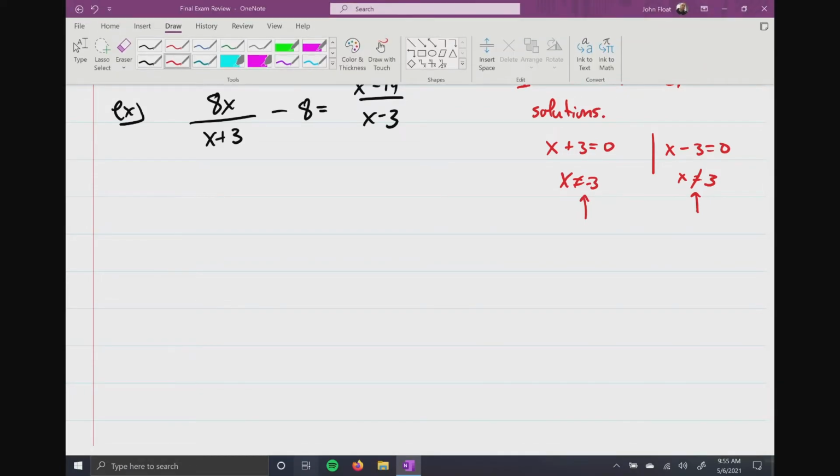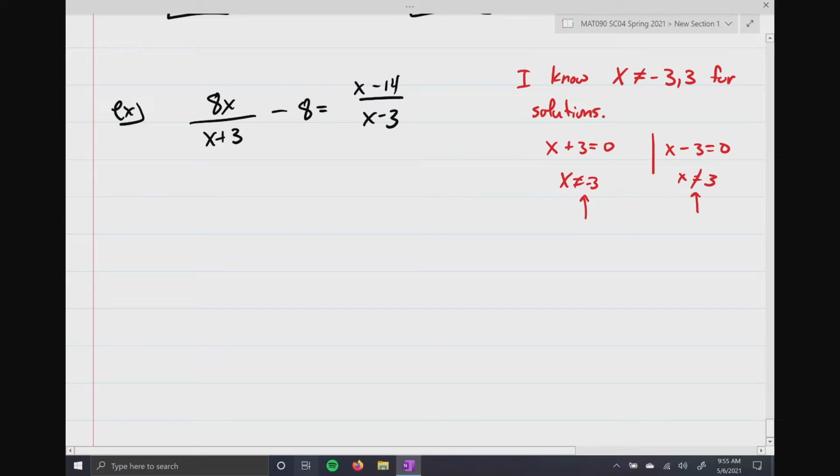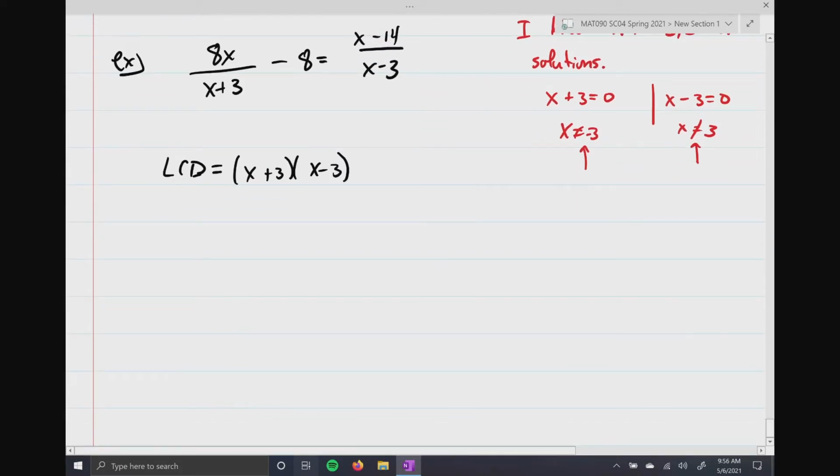So now we're going to go with exactly what Jada said, which is we need to find that LCD. Because remember, I see fractions, so I want to multiply by the LCD to eliminate them. The LCD is going to be the product of unique factors. In this case, it's just x plus 3 times x minus 3. Give me 1 second. I'm going to write this nice and neat.